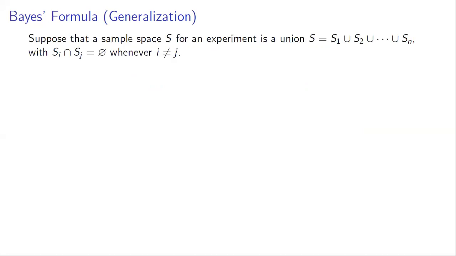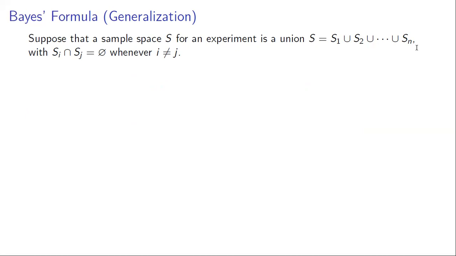Now here is a generalization of Bayes' formula, which is actually very helpful in many data science applications. We're not going to actually use this generalization, but it's a nice thing to see once. This is a generalization where S is divided up into multiple little parts. Suppose we have a sample space S, and S is equal to S1 union S2 union all the way through union S sub n. So there are n little parts that we can break S into.